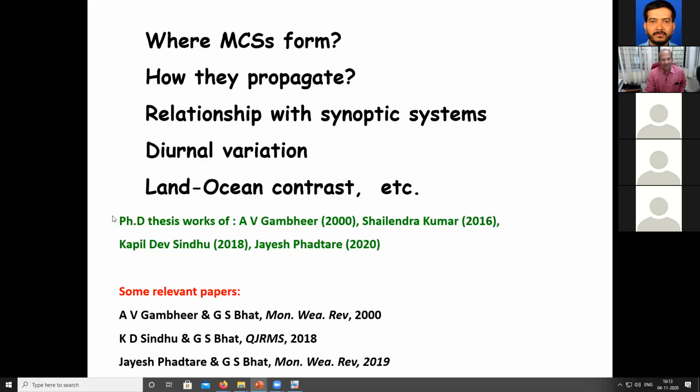And some of this we tried to answer, and they became PhD thesis works of Gambheer in 2000 and Shailendra Kumar in 2016. Kapil Dev Sindhu used DWR data, and Jayesh Bhat used again INSAT data. And these are some of the relevant papers you can find.